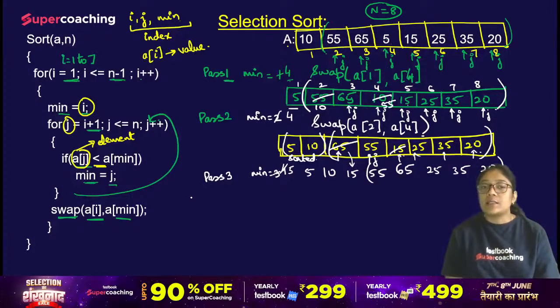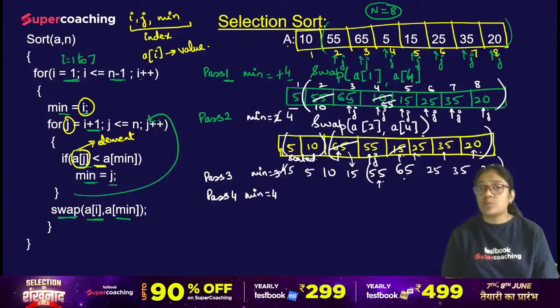We have to apply the same concept on the next pass. So let's quickly finish all the passes. So minimum will be initially considered as the element is available at index 4. 55. 65 is smaller than 55. No. 25 is smaller. Yes. So this is index number 6. 35 is smaller. No. 20 is smaller. Yes. So swap A of 4 with A of min.